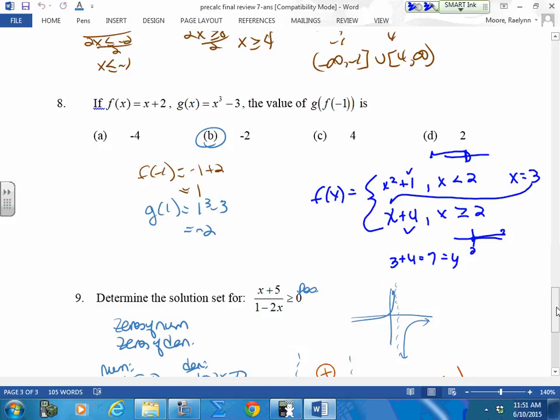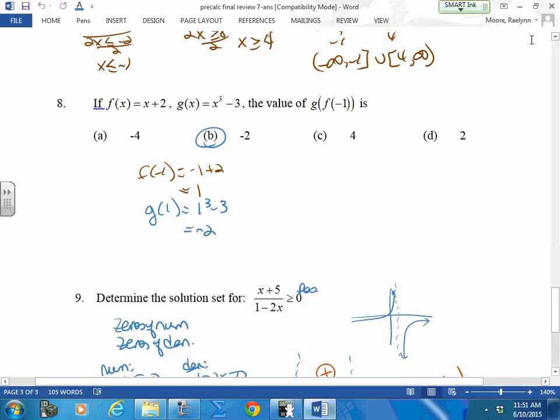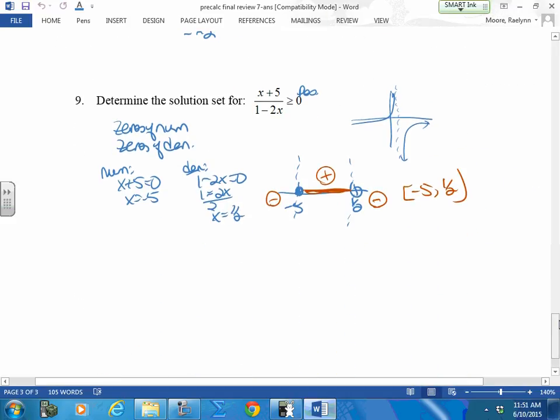The compositions made me think of this. Okay. And the last one had a solution set. Again, a rational function. Zeros of the numerator, zeros of the denominator. Graph it and check your table. Come up with an interval.